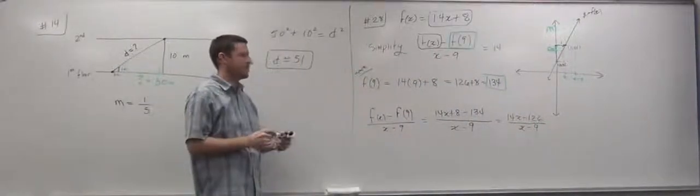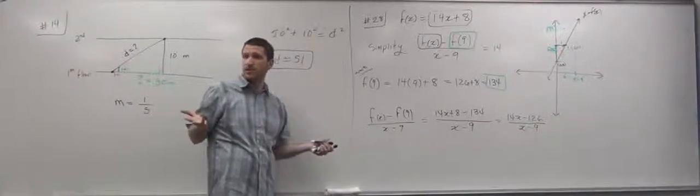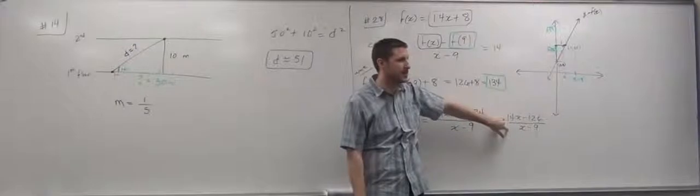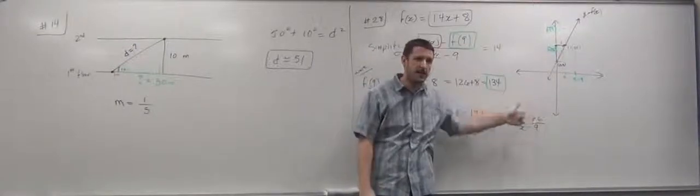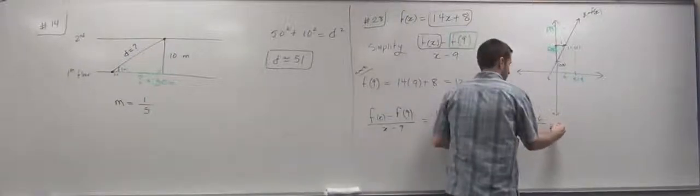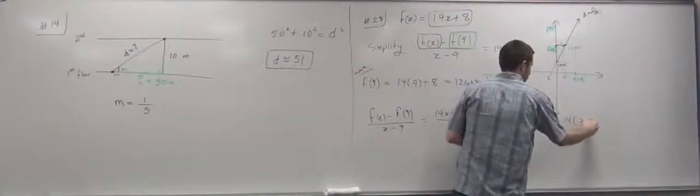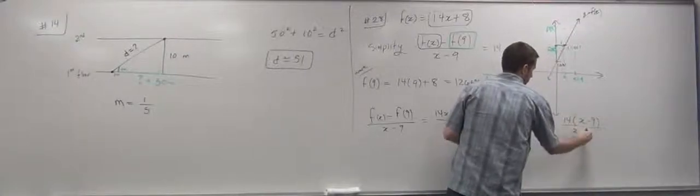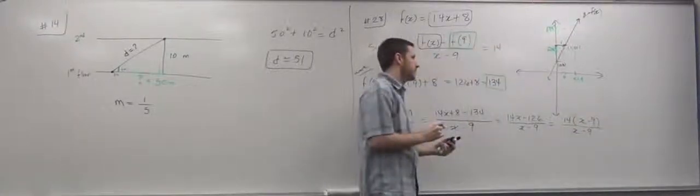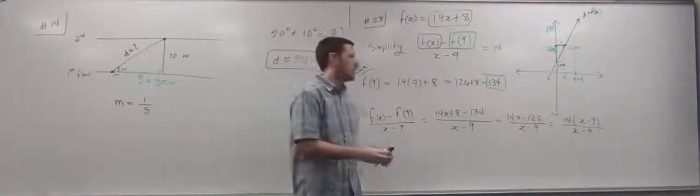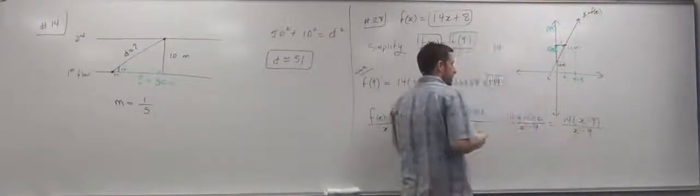And then 14. Right, I told you this should be 14, right? We all agreed this should be 14. So probably we can simplify this. On top, there's a common factor. 14 goes into both of them. X minus 9. So you're going to pull that 14 out, right? Factor out the GCF, and you're left with this. 14 goes into 126 9 times. So then this reduces. And you get what you thought you should get.